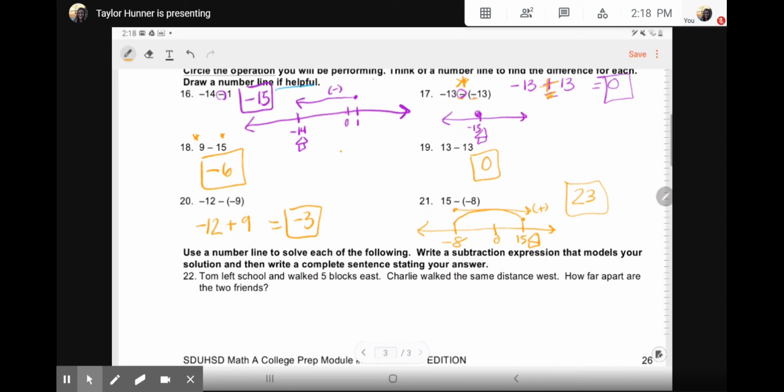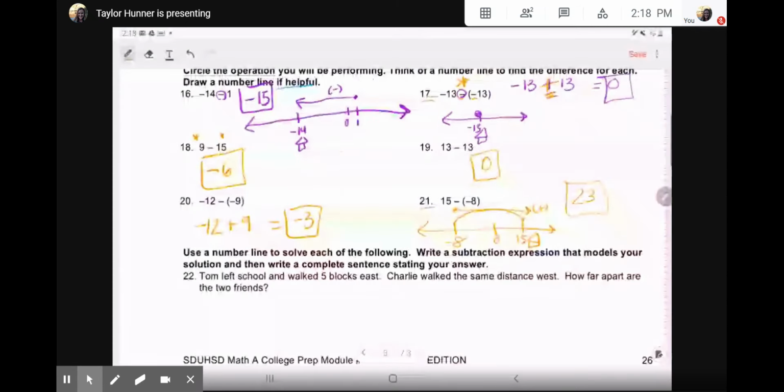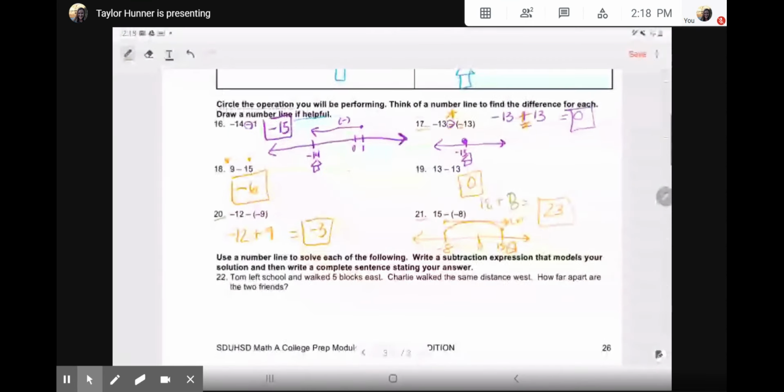And another way of thinking about this, just like in 17 and just like in 20, how a negative and a negative became a positive, that will happen here too. This would look like 15 plus 8, which would end up as 23. And I lied, this is actually our last one, number 22. It says use the number line to solve each of the following. So now we do need to use a number line. Write a subtraction expression that models your solution, and then write a complete sentence stating your answer.